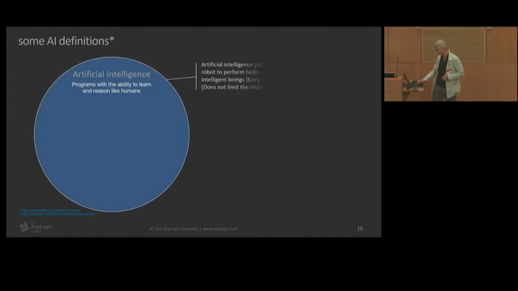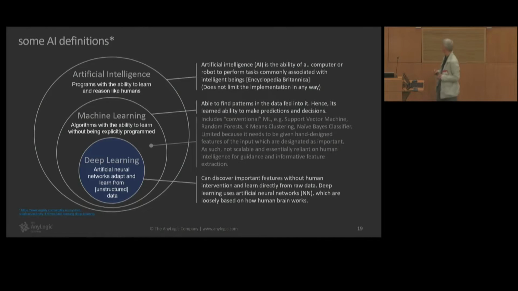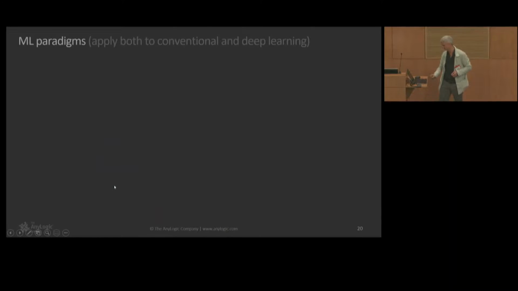Some AI definitions. So anything that can behave like a human is AI. Now, anything that can learn without being explicitly programmed is what's called machine learning. And then the most exciting thing is deep learning. These are specifically neural networks that can learn from unstructured data. And obviously, we will concentrate on this stuff later on.